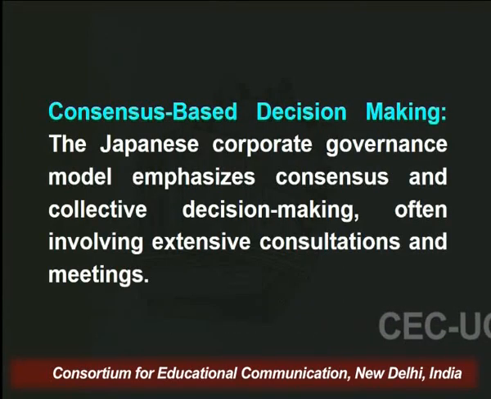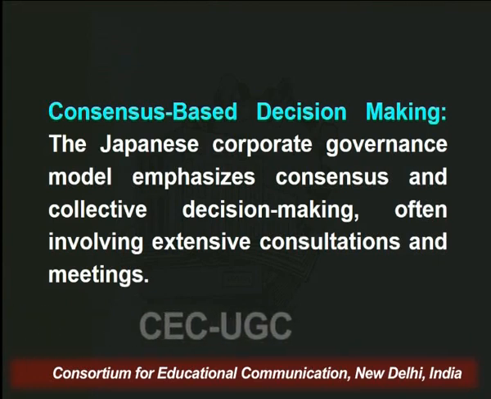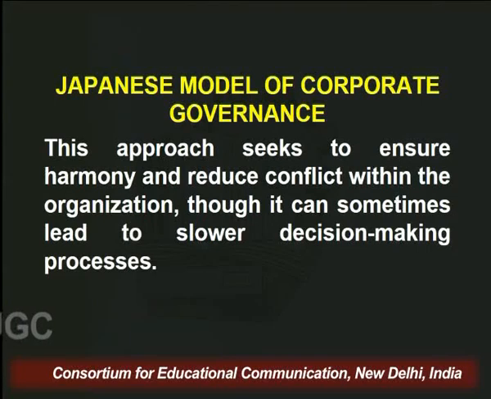The next feature of the Japanese model is consensus-based decision making. It emphasizes consensus and collective decision making, often involving extensive consultation and meetings. This approach seeks to ensure harmony and reduce conflict within the organization, though it can sometimes lead to a slower decision making process.